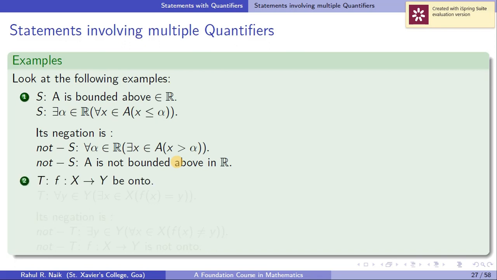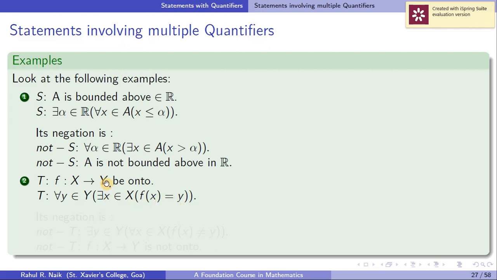Second example, everyone knows the definition of a function being onto. So f from X to Y is onto when Y is entirely equal to the range of f. That means every element in Y has a pre-image. So how do you say that? For every element y in Y, there exists an element x in X such that f of x is equal to y. That's exactly what we have. How do you negate it?